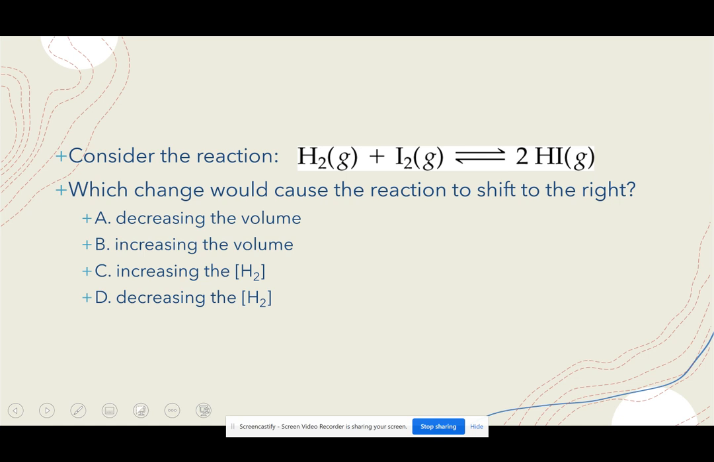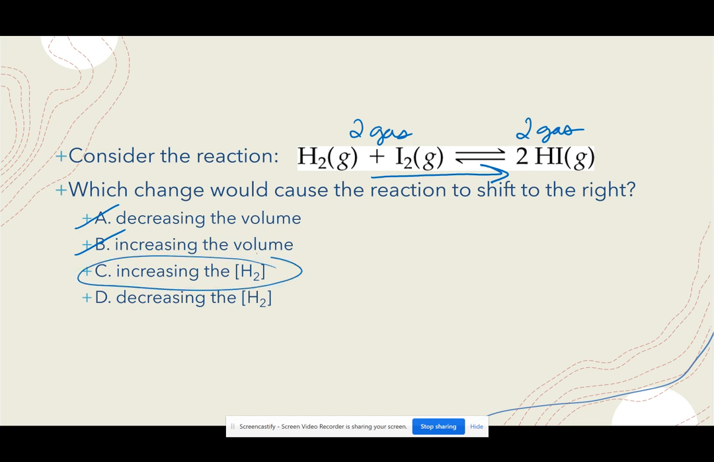So considering this reaction here, which change would cause the reaction to shift to the right? Would it be changing the volume, increasing the hydrogen concentration, or decreasing the hydrogen concentration? Looking at these, here I have 2 gas particles on my reactant side and 2 gas particles on my product side. So changing the volume isn't going to shift the equilibrium either way, since both sides have the same amount of gas. I want to shift it right. So the one that's going to do that is increasing the hydrogen because it's going to shift away from what I'm adding. If I decrease the hydrogen, it would shift to the left to replace it.